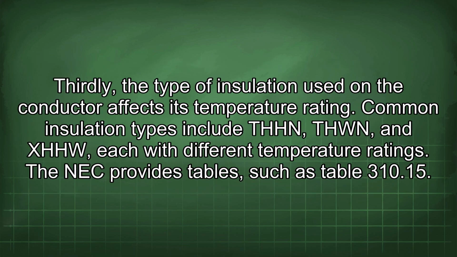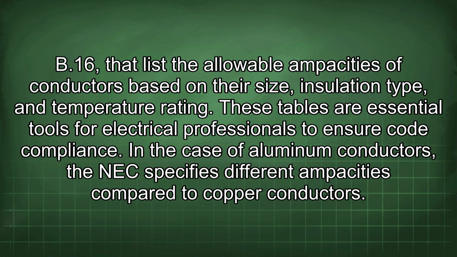Thirdly, the type of insulation used on the conductor affects its temperature rating. Common insulation types include THHN, THWN, and XHHW, each with different temperature ratings. The NEC provides tables, such as Table 310.15(B)(16), that list the allowable ampacities of conductors based on their size, insulation type, and temperature rating. These tables are essential tools for electrical professionals to ensure code compliance.